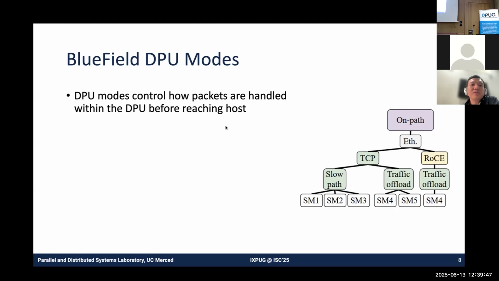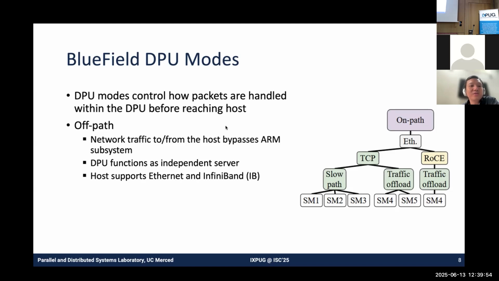DPU modes control how packets are handled within the DPU before reaching the host. Broadly speaking, like I said, there are two modes available. One is called off-path. Basically it means the network traffic to or from the host bypasses the ARM cores. Okay, the DPU functions as an independent server. The host supports either Ethernet mode or InfiniBand card.